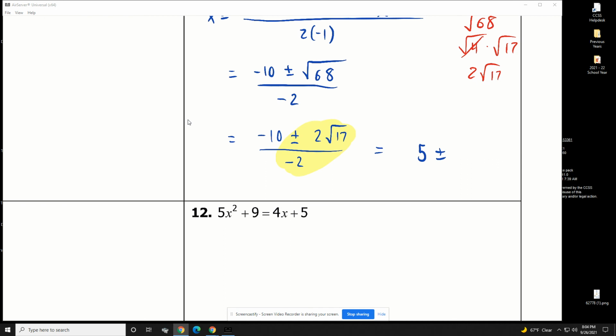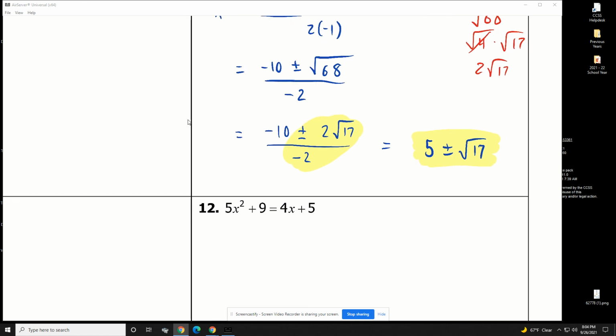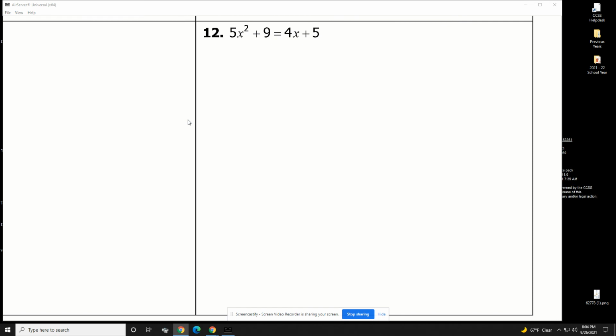What's 2 divided by 2? Well, that's 1 times the square root of 17. So this answer simplified is 5 plus or minus the square root of 17. That's kind of a tricky one. Hopefully you understand it. Okay, let's do one more right here.